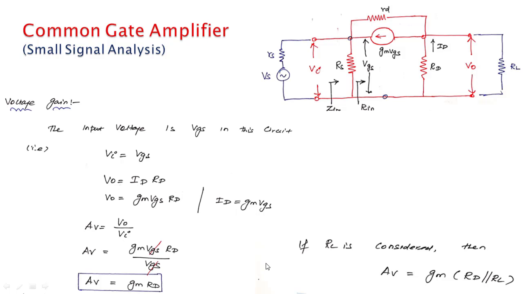So far we have derived the voltage gain, current gain, input impedance and output impedance of the common gate amplifier.